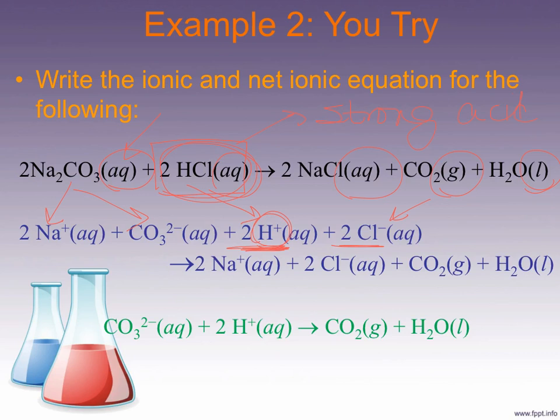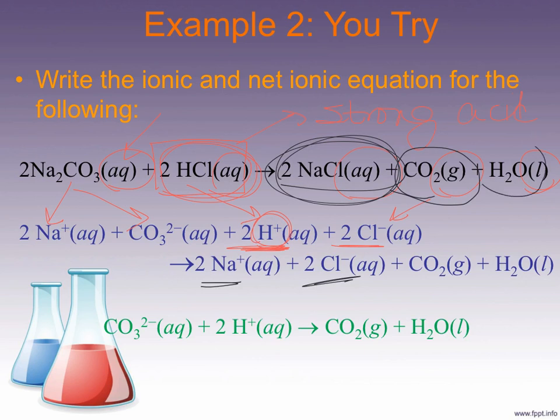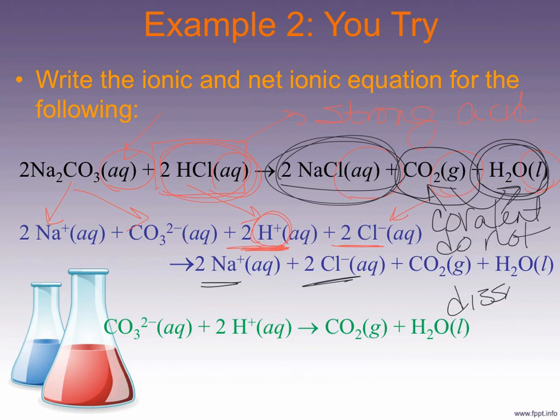Let's look at the product now. Sodium chloride is soluble, so we have 2 sodium and 2 chloride. Now look carefully. You do not dissociate these 2. Why? They are covalently bonded molecules, okay? They're all nonmetals. There's no metal in either one of them. Covalents do not contain ions and therefore do not dissociate, okay? So you have to leave them intact.